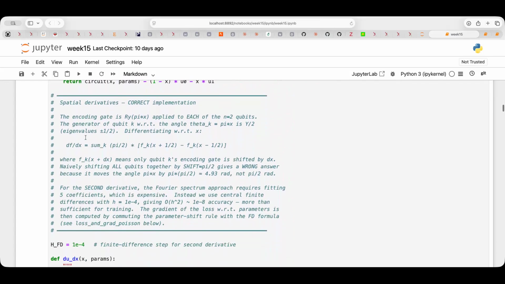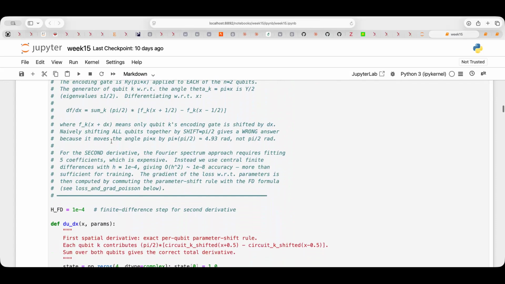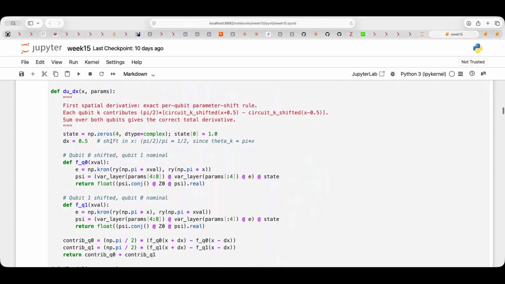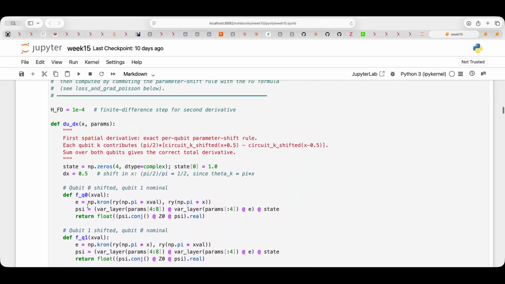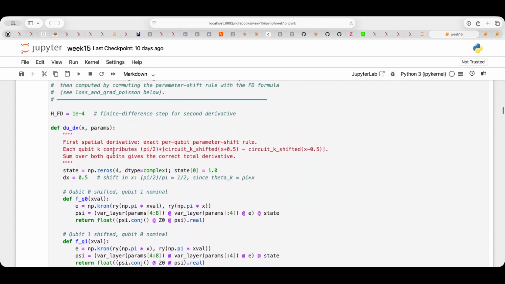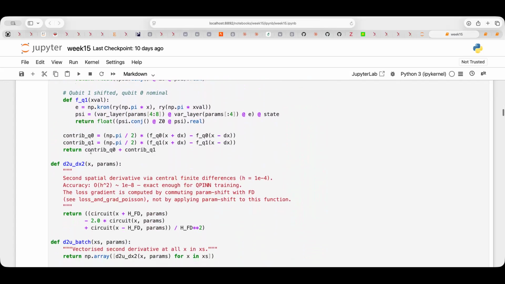So we have an implementation of spatial derivatives. So we're actually solving Poisson's equation here. So we have the second derivative. We have the first derivatives. This is the first spatial derivative, exact per qubit parameter shift rule. And then we need the second derivative, which is then via the central differences. And it's exact enough for the QPIN training.